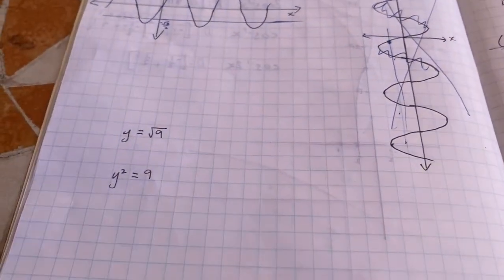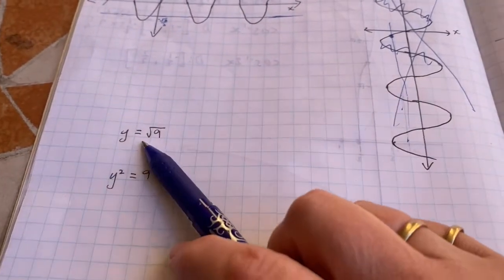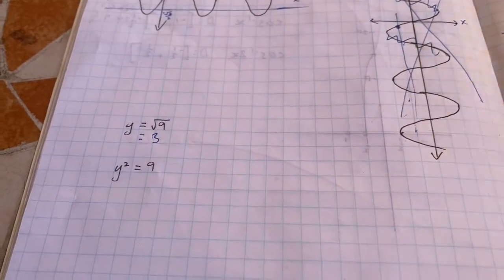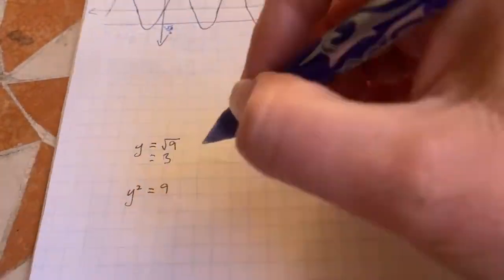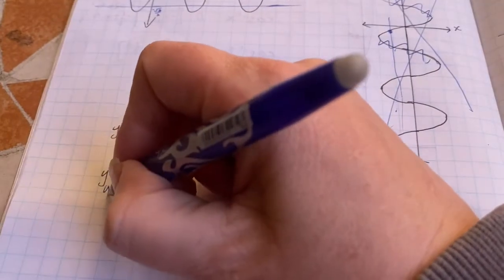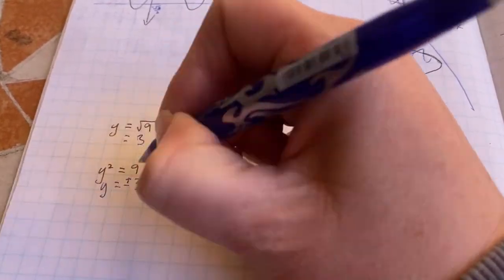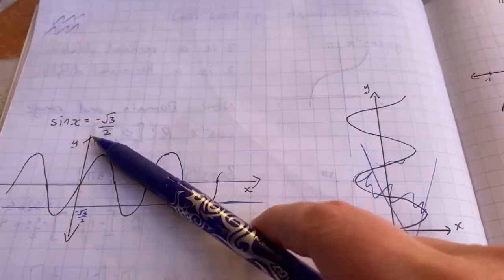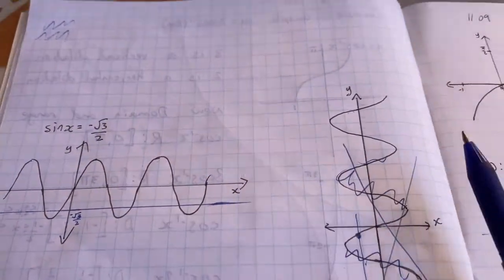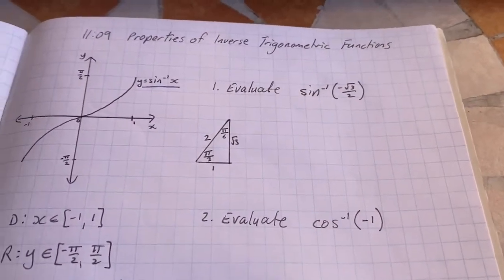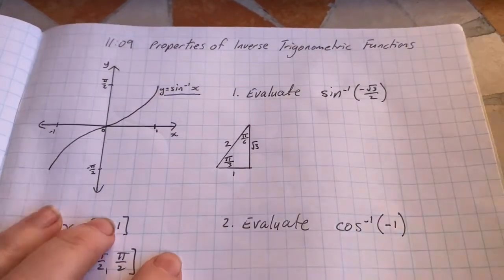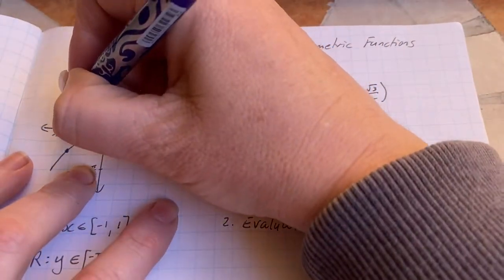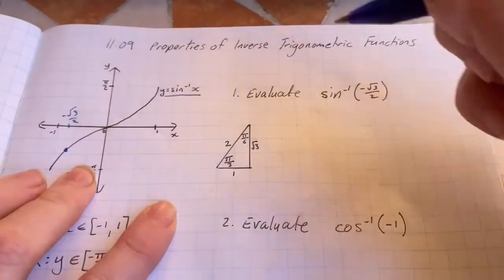So you can compare it with this situation. If you've got y equals the square root of 9, then the answer is literally just positive 3. Whereas if you've got y squared equals 9, then y equals plus or minus 3. This one has two answers, this one only has one answer. This has infinitely many answers, this only has one answer. And that's over here, right there, where we've got negative square root 3 on 2.